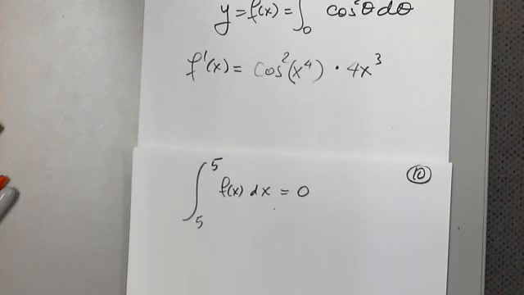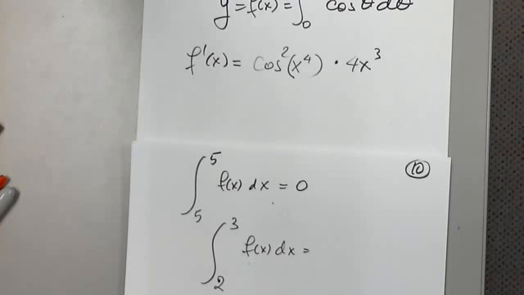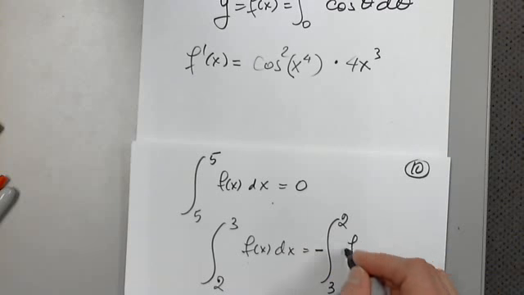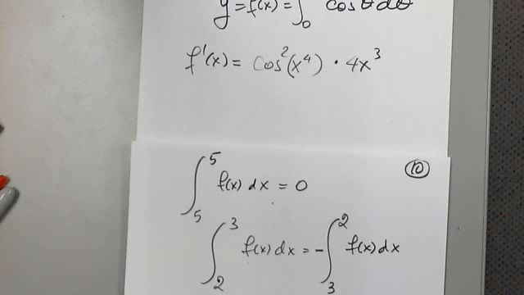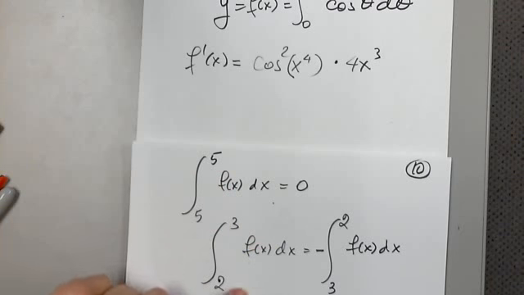Good. Now here's another question. The integral from 2 to 3 of f of x dx is the same as the integral with a minus in front from 3 to 2 of f of x dx. So these are two properties of definite integrals. You find these properties on the checklist as well. The integral from a to a of f of x dx is 0. The integral from a to b of f of x dx is the opposite of the integral from b to a of f of x dx.